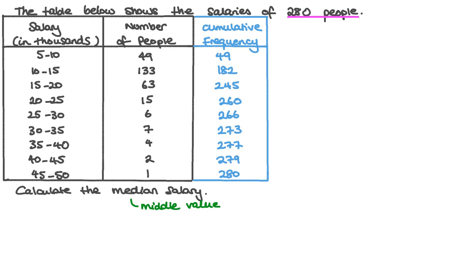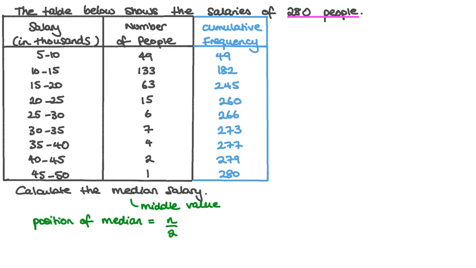We can perform a quick check here to make sure our values are correct. The question states that 280 people are included in this table, so we know we've worked out our cumulative frequencies correctly. Our next step is to find the middle number.